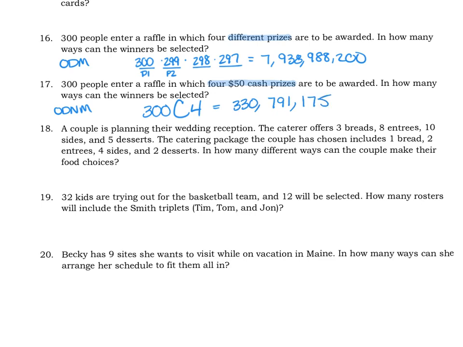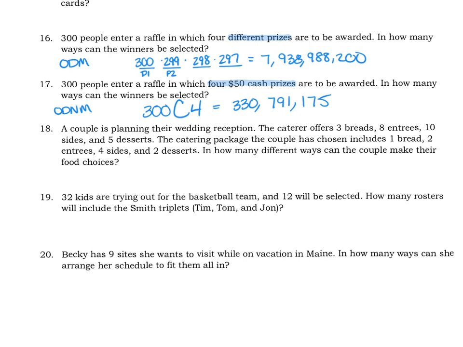All right, for number 18, couples planning their reception. The caterer offers 3 breads, 8 entrees, 10 sides, and 5 desserts. And the package they have chosen includes 1 bread, 2 entrees, 4 sides, and 2 desserts. How many ways can they make their choices? So the order in which, again, they pick the items they want, whether they say, hey, we want the fried chicken and we'd like the roast beef, doesn't matter if they say we want the roast beef and we want the fried chicken for the entrees.